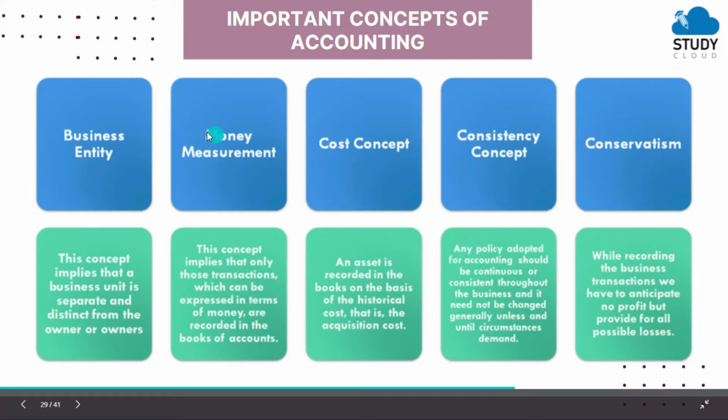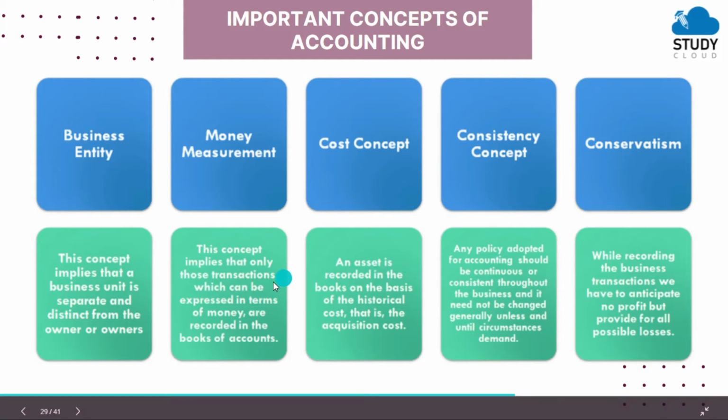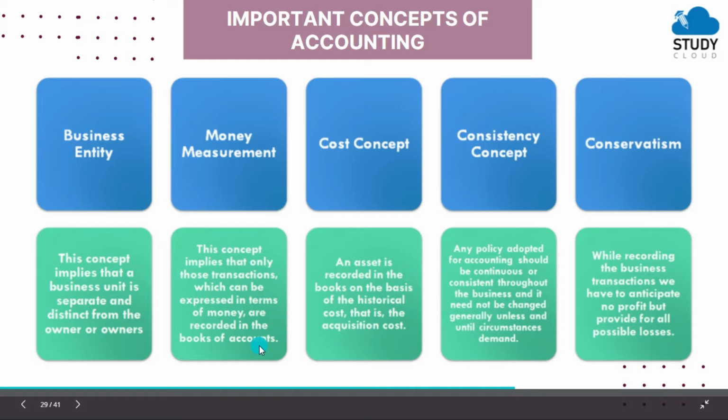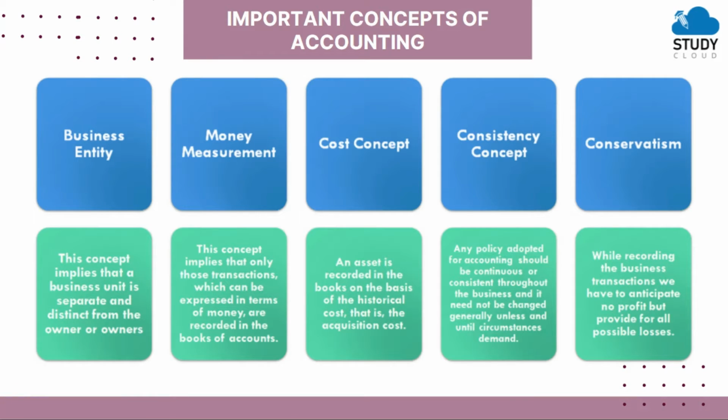Second is money measurement. This concept implies that only those transactions which can be expressed in terms of money are recorded in the books of accounts. So you don't record anything here except money. For example, you can't record a strike done by employees, or inefficiency of employees, or if employees are performing very nicely, then you can't write efficient employees. Those things cannot be recorded in accountancy. You will just record whatever salary you are giving to employees. All things which can be measured in terms of money must be recorded here.